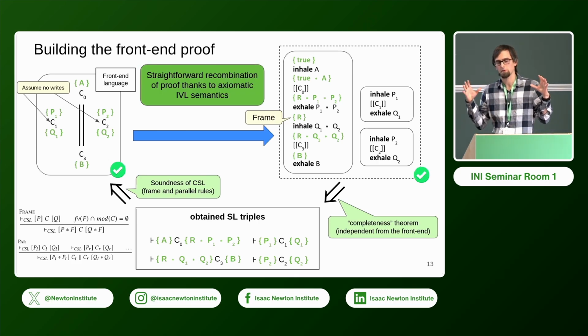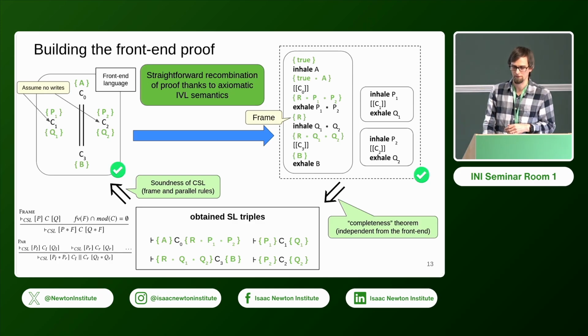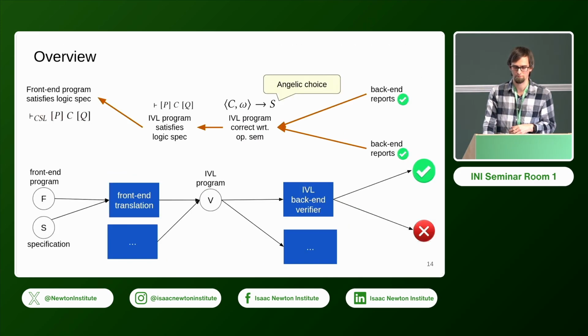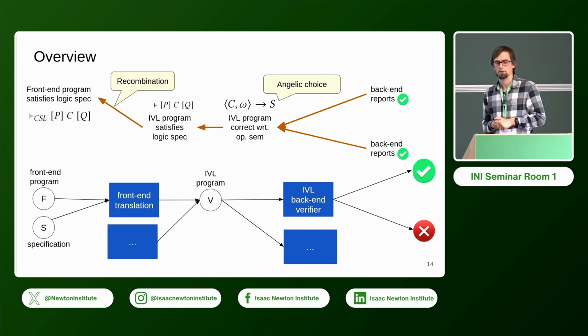The key point I want to make here is that this is a relatively straightforward recombination of the core IVL proof by deconstructing and reusing the proof from the axiomatic IVL semantics. So this is how we go from the axiomatic semantics to the front end program via this recombination.